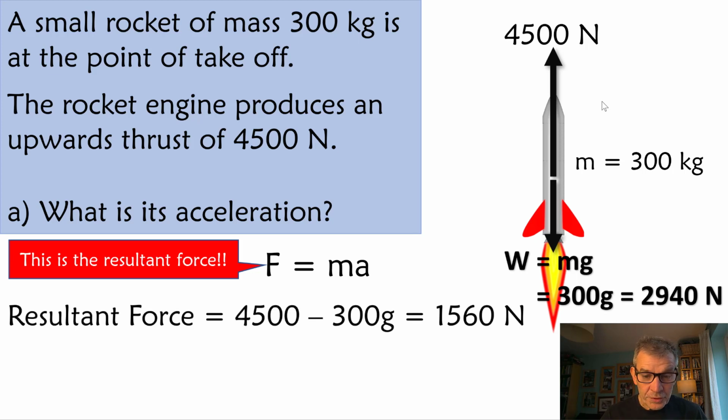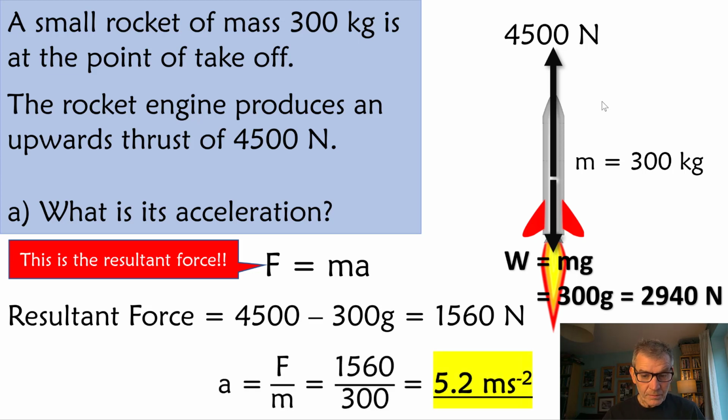So the resultant force is going to equal the thrust minus the weight, which is 4,500 minus the 300g, and that comes out to be 1,560 newtons. Then to work out the acceleration is F over m, so 1,560 divided by the 300, and the acceleration of the rocket is 5.2 meters per second squared.